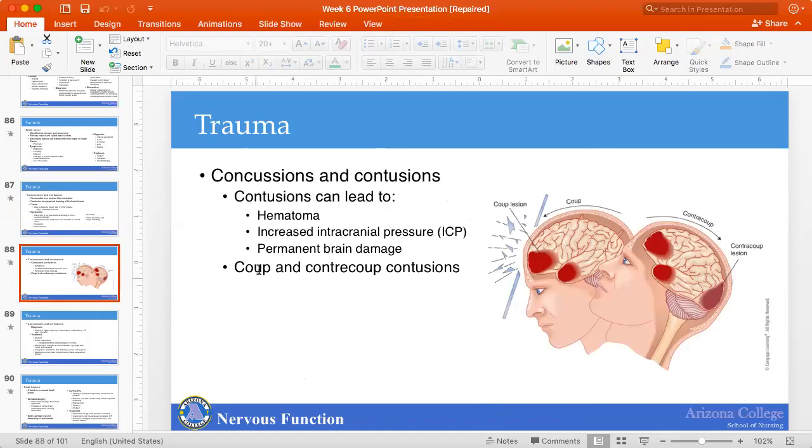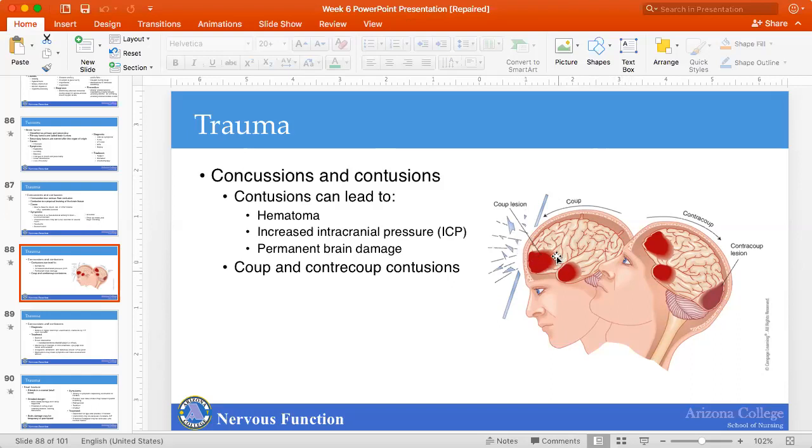Contusions can lead to a hematoma. So you can see here, let's say this person's head, it looks like it's hit a glass window. Let's say there's a vehicular accident and their head comes forward and hits and breaks through the glass.